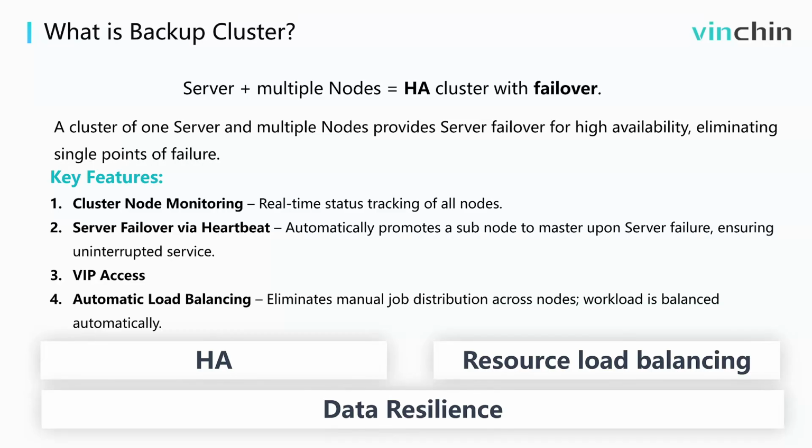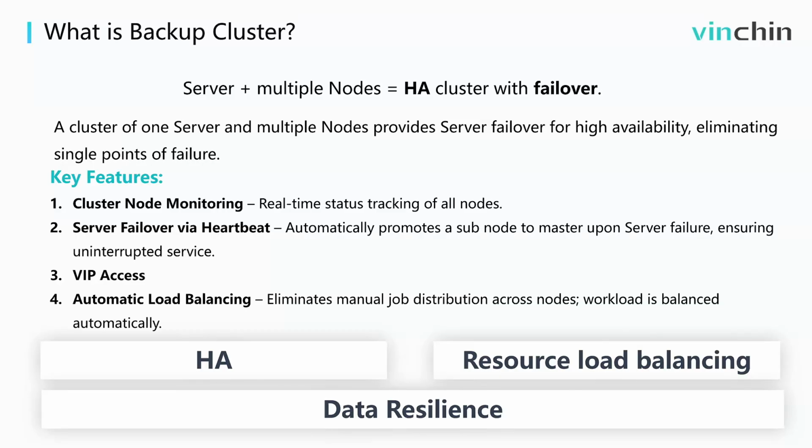So what are the key features? First, the cluster node monitoring. It's the real-time status tracking of all nodes. Second, the server failover via the heartbeat automatically promotes a subnode to master upon server failure, ensuring uninterrupted service. And third, the VIP access. You can access this cluster through the VIP. And fourth, automatic load balancing eliminates the manual job distribution across nodes. Workload is balanced automatically. This is the structure of the cluster.